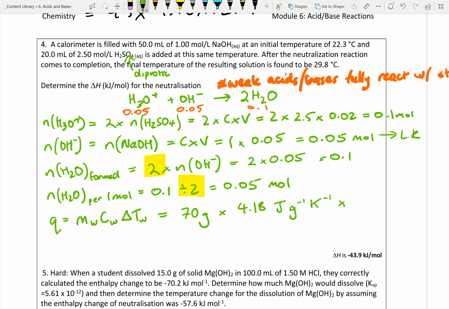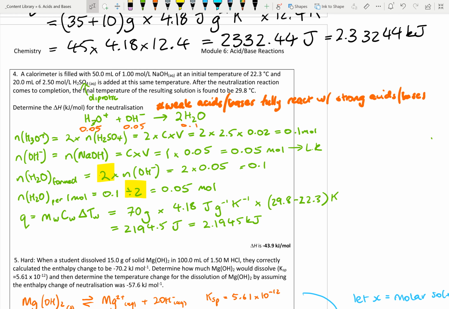And the difference in our temperatures is the difference between 29.8 and 22.3. And we go Kelvin, and they're going to be equal to 2000 odd, 70 times 4.18 times 10 odd, 29.8 minus 22.3. Yep, 2194.5. Sorry, it's not in kilojoules, it's in joules, and I want to get into kilojoules.